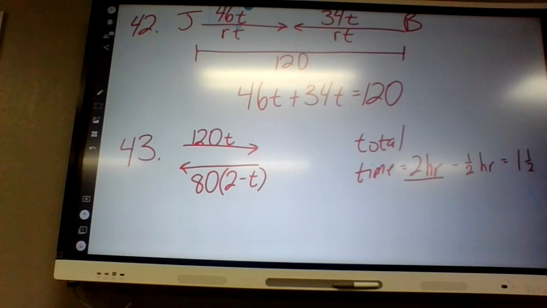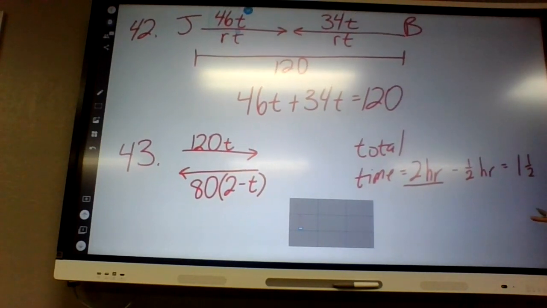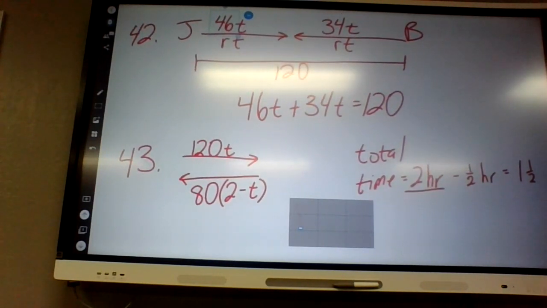I didn't put that trick on the test, so you don't have to panic that much. But it is going to be more like the ones we did on the worksheet.